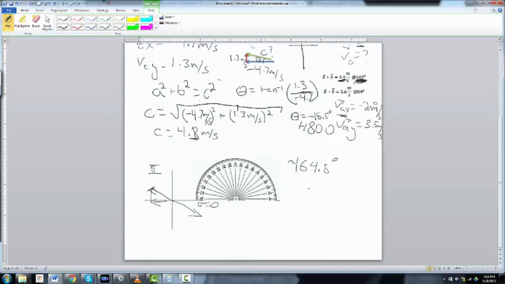One is using the tip-to-tail method, or the tail-to-tip method, by drawing out the vectors, and the other one is breaking them into components using trig. This is really messy. Make sure you go back and re-watch the video. But this is the general method of using the tip-to-tail method and adding by components.